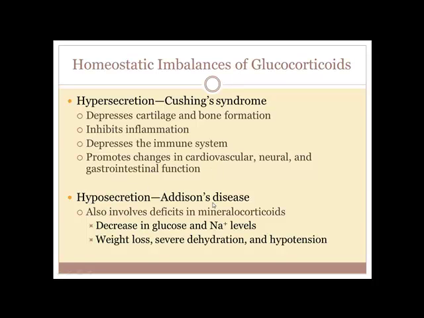Hyposecretion in Addison's disease is going to be deficits in mineralocorticoids, so you'll get decreased amounts of it. You'll decrease your sodium and glucose levels, and you'll have weight loss, severe dehydration, and hypotension because of the severe dehydration.